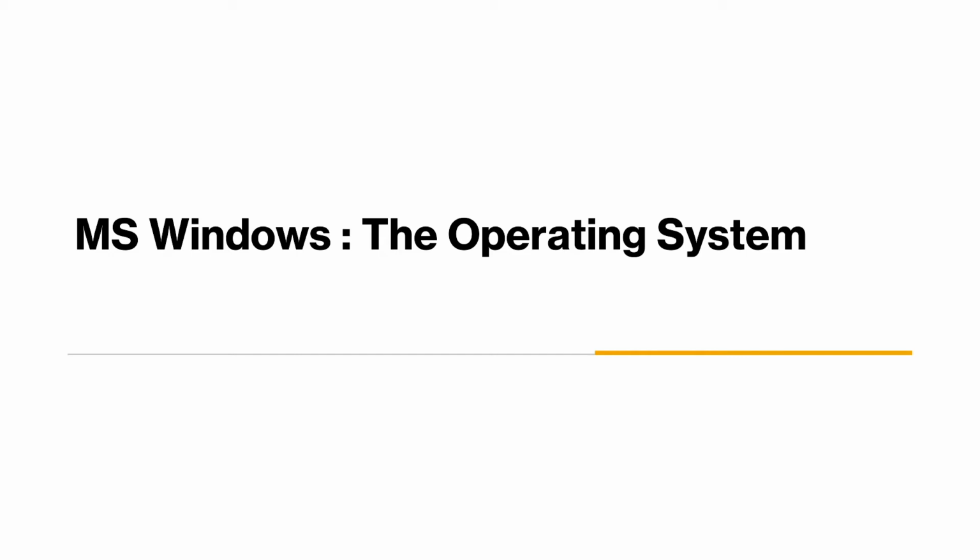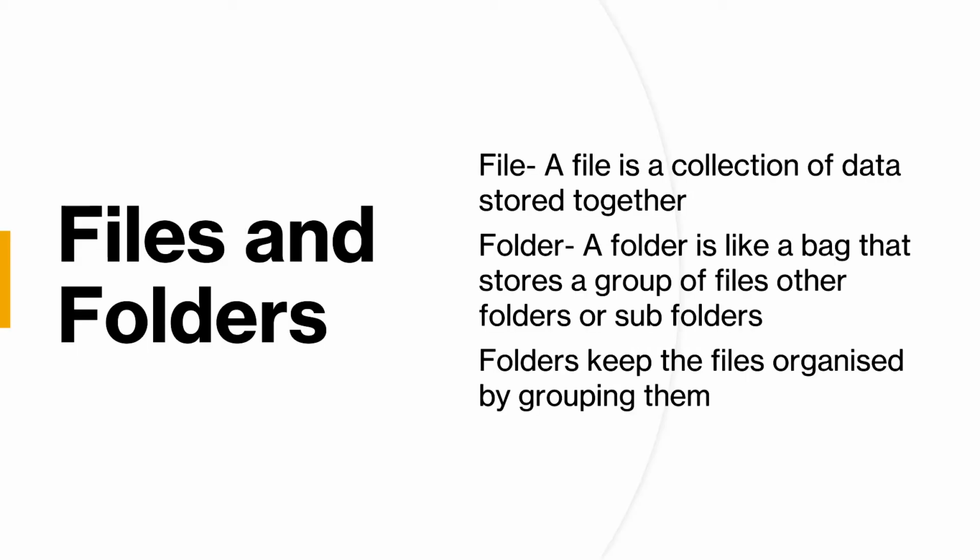Today we are going to discuss the next part, that is files and folders. So what is a file? A file is a collection of data stored together. There are different kinds of files. Some of the commonly used files are text files, audio files, video files, program files, etc.